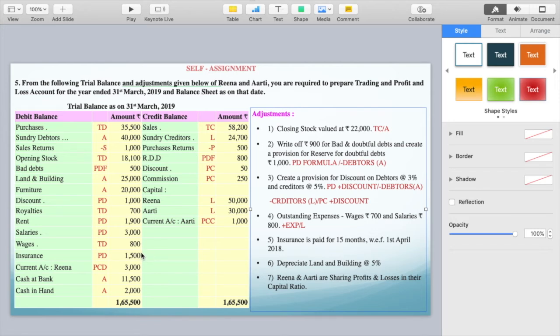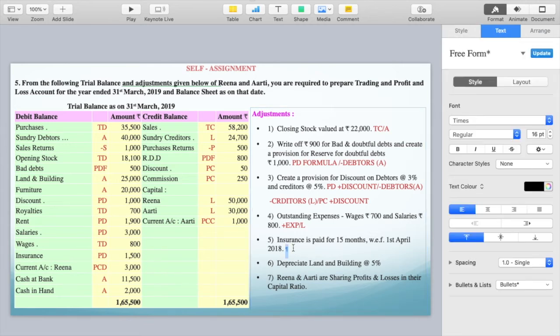Right? So it has been paid from 1st April for 15 months. That means 3 months are extra, because we prepare final accounts for 12 months. So 3 months means 300 rupees will be your prepaid value, right? So it's a prepaid transaction.